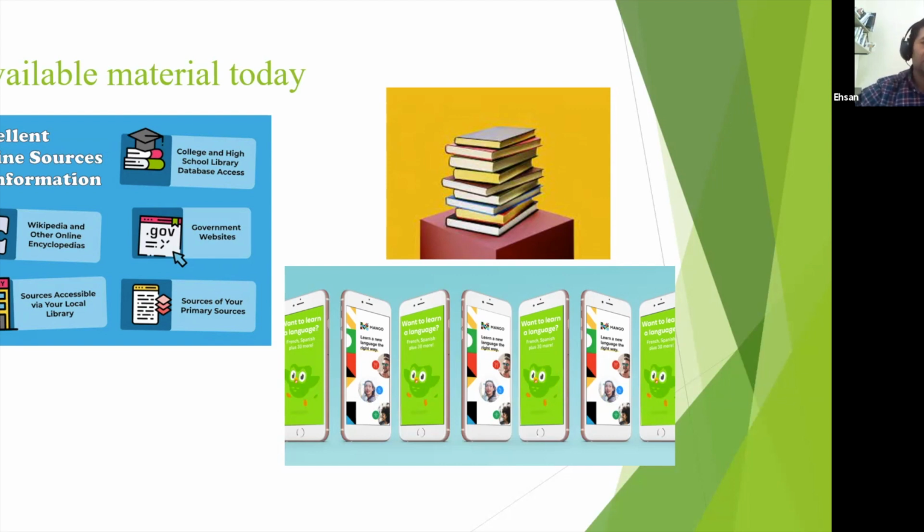I think in the photo it's clear now that the resources which are available for teachers and learners are not limited to only course books today.